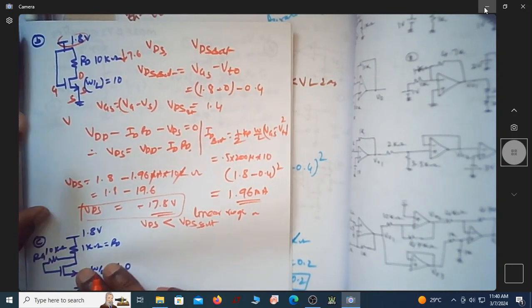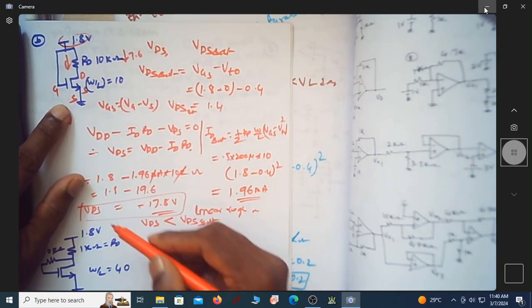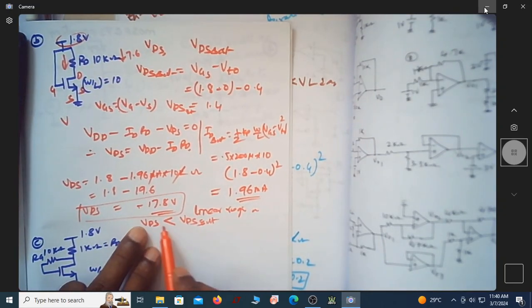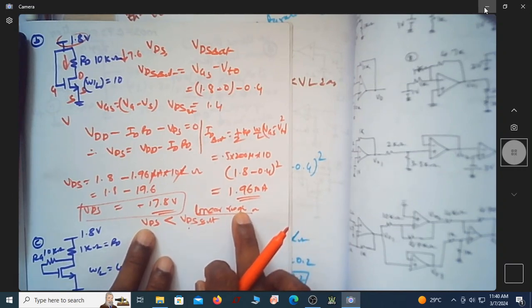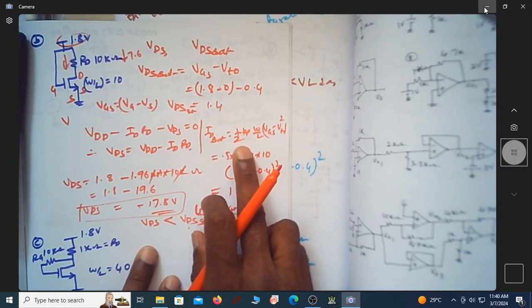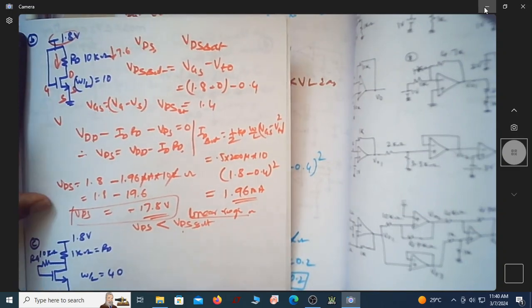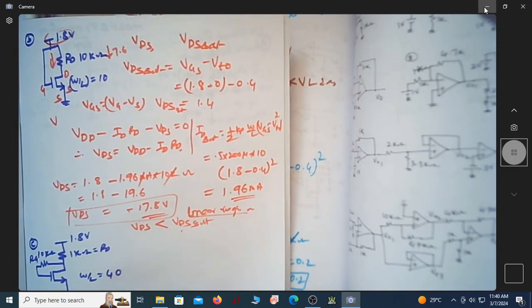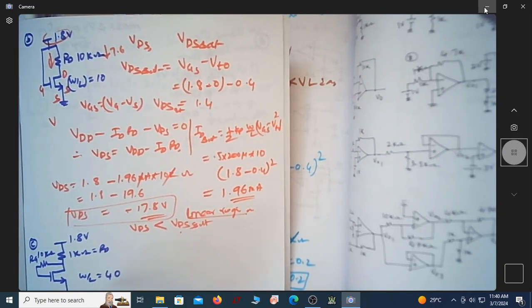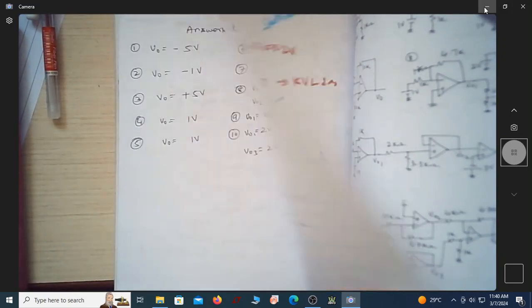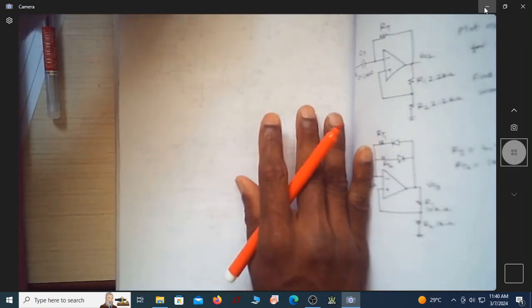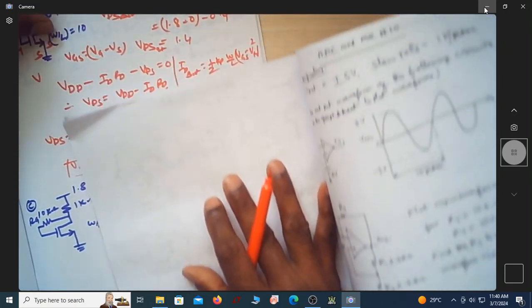So can we actually find out what is the current that is flowing through this? Since it is not in saturation region, it has to be in linear region. If it is in linear region, can I find what is the current that is flowing there? So I can certainly find out what is the current that is flowing in the MOSFET. Okay, how do I find that current? So let me just find it here. This is the ID expression now.